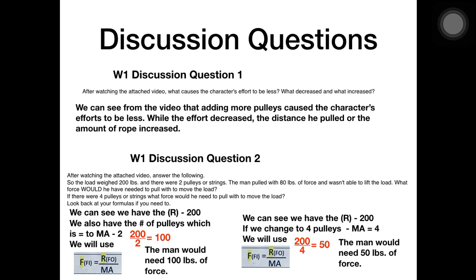If he was able to pull with 80 pounds, like in the video, he would have needed 4 pulleys to move it. Or with 4 pulleys, he would have been able to move it. If you have any questions about these discussion questions, be sure to message me.